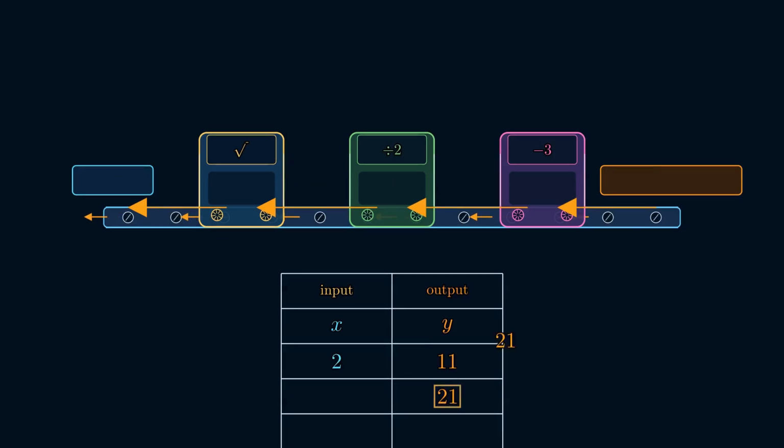Start from 21. 21 subtract 3 is 18. 18 divided by 2 is 9. The square root of 9 is 3. Start from 53.